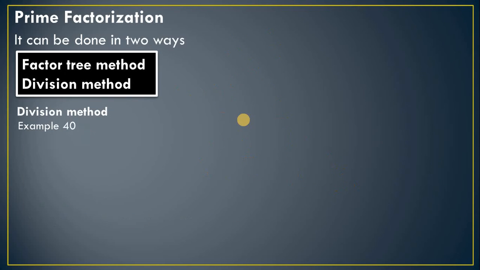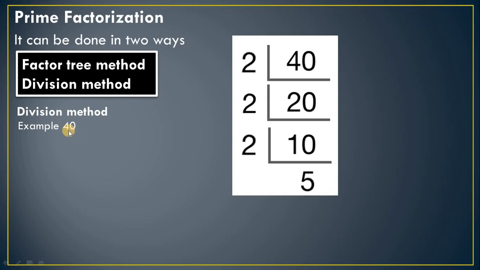Now we will see the division method. In the division method, suppose the number is 40. First you write the number, then you have to divide this number by a prime number. Don't use a composite number. Suppose you are taking the prime number 2, it will divide that number and you will get quotient 20. Again you can divide by 2. You can also divide this number by 10, but 10 is a composite number, so you have to take prime number 2. If you divide this, you will get quotient 10.